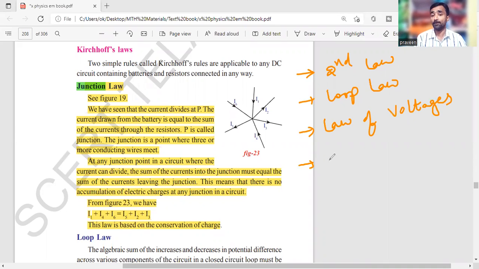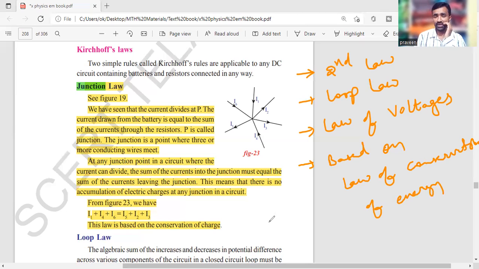So what does this loop law say? Simply, this loop law is based on the law of conservation of energy. The first one was the law of conservation of charge. The second law is based on the law of conservation of energy. So what energy are you using in your circuits? Electrical energy. It may be from the battery or directly from the electrical sources.